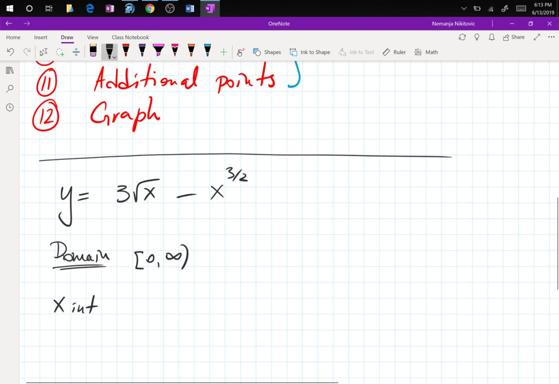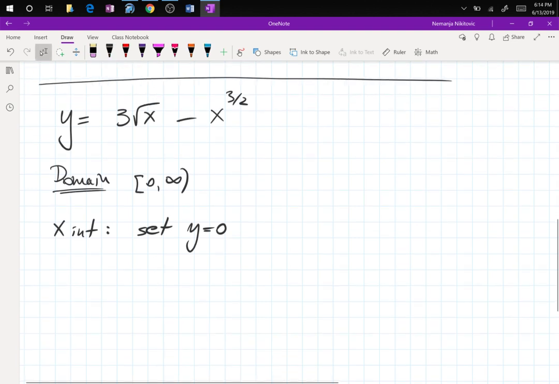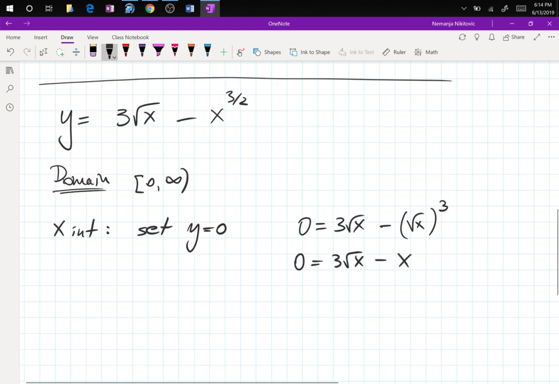Do we have X-intercept? And how do we calculate X-intercept? Set y equal to 0. So this is from algebra. When we set y equal to 0, we have 0 is equal to 3 root x minus root x cubed. So now this is going to be 0 is equal to 3 root x minus x root x, because you have root x times root x times root x, right? These two make an x. So x root x.